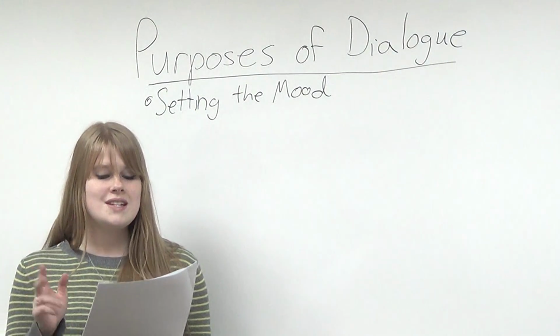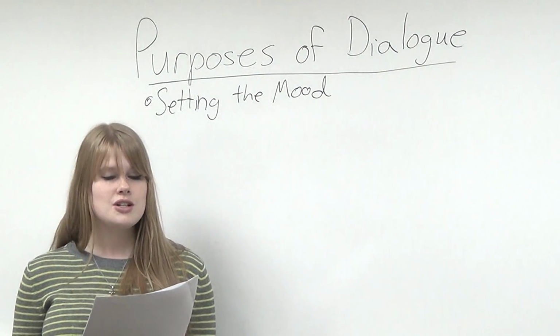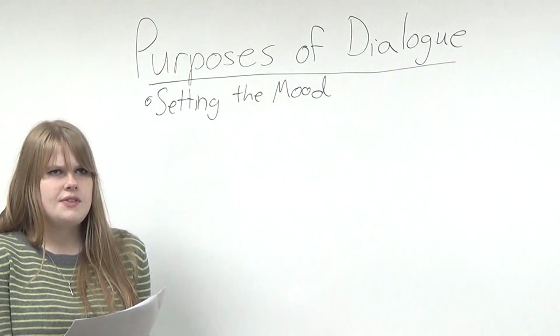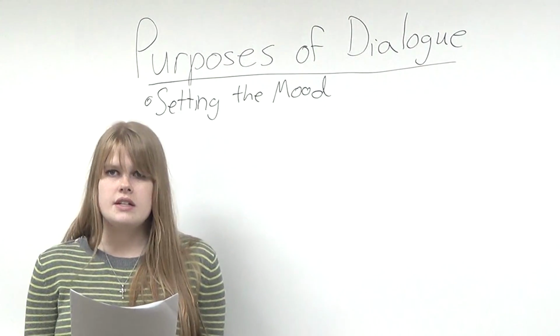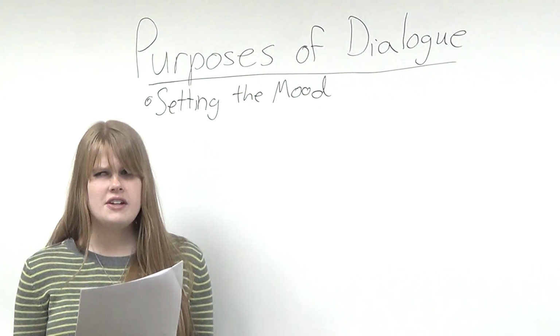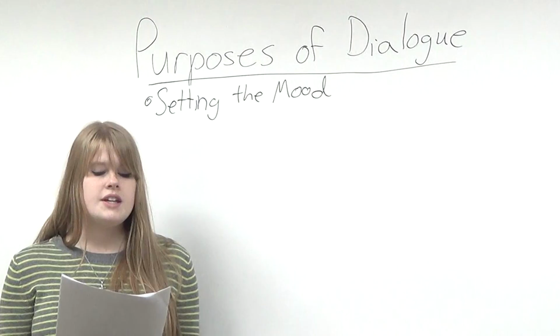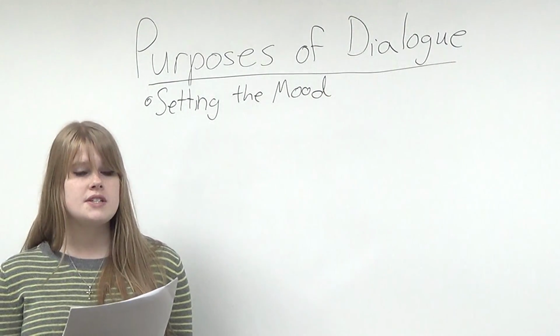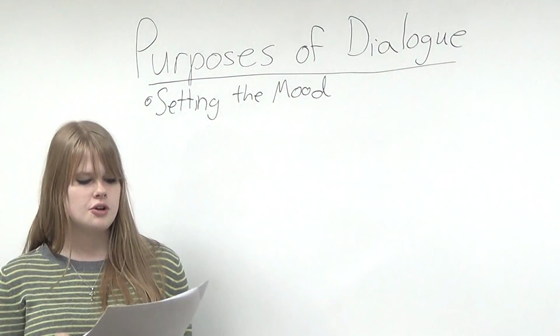We see this used in Shakespeare's Hamlet, Act 1, Scene 4. "The air bites shrewdly, it is very cold. It is a nipping and an eager air. What hour now? I think it lacks of twelve." In that short dialogue, we have learned the time and temperature, establishing the ominous feeling shared by Hamlet and Horatio.